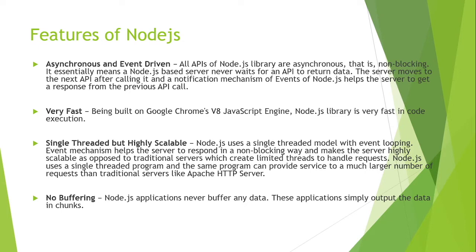Event mechanism helps the server to respond in a non-blocking way and makes the server highly scalable as opposed to traditional servers which create limited threads to handle requests. So event looping, as I have already explained, can wait for one API to return data and perform other tasks or processing, and after the API returns that data, it can show or return that data again, or go to that API again and manage that thread or that API call.